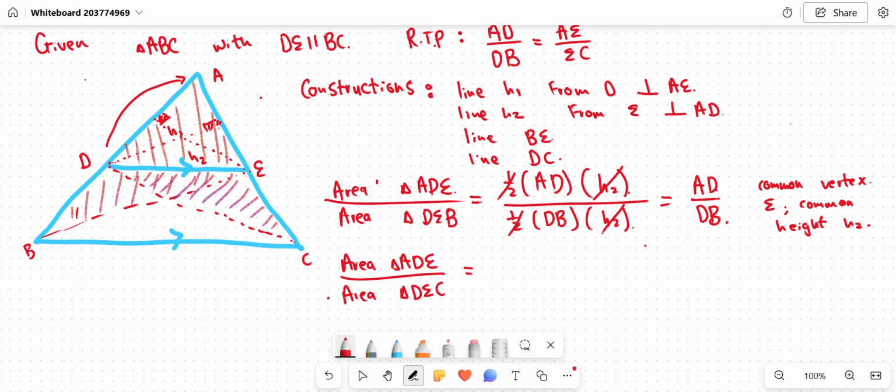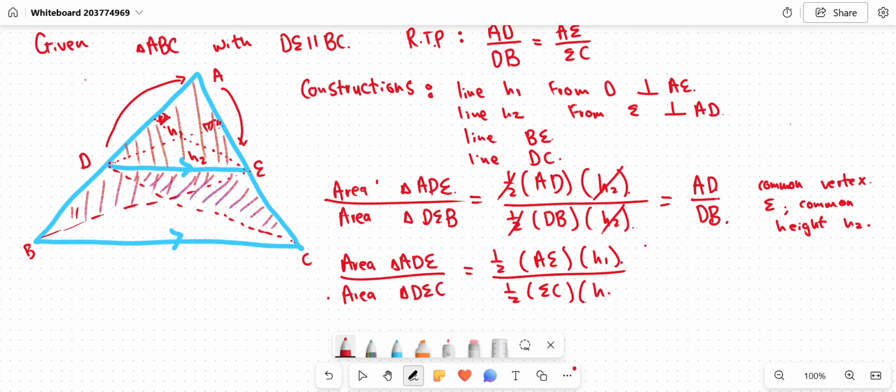So now let's look at it from another perspective. I'm calculating the area of the top triangle, but this time I'm looking at this as my base. So it's a half, the base being AE in this case, the height being H1, right? And then the triangle at the bottom will also have half. The base of that triangle is EC.